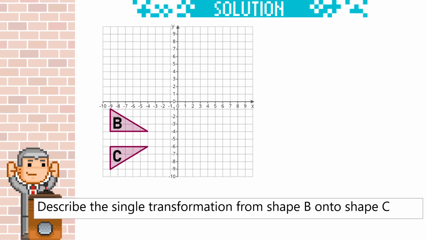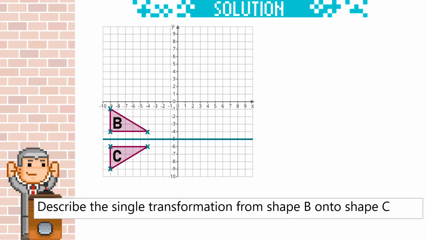In this question, we're asked to describe the single transformation from shape B onto shape C. We can see that shape B has been reflected onto shape C. Next, we need to identify the mirror line. Looking at the corresponding points, so these two, and these two, we can see that the halfway point of each of those pairs is a line here. And so our mirror line is that line.